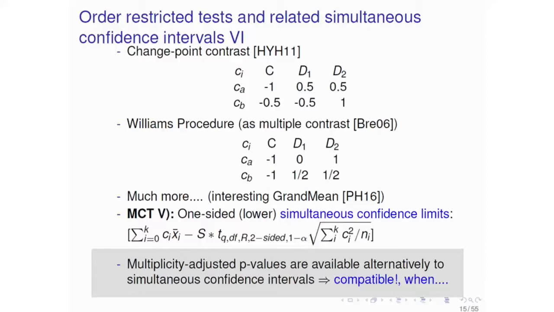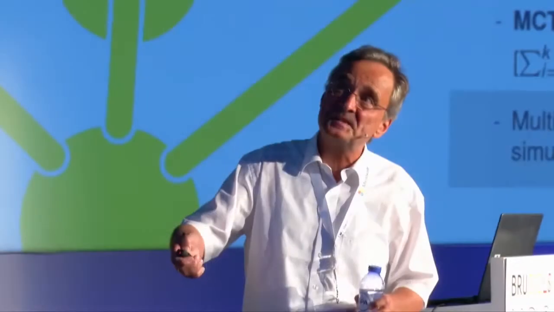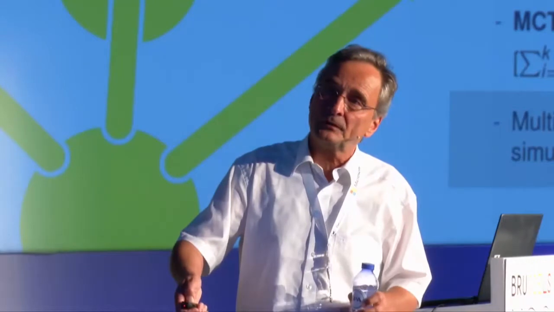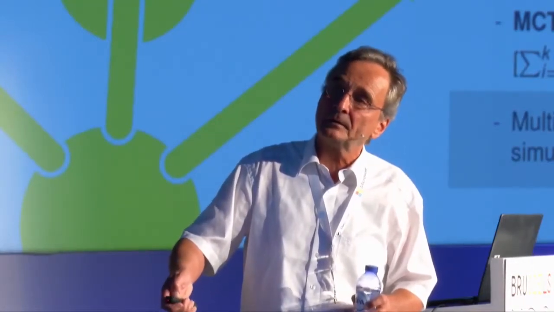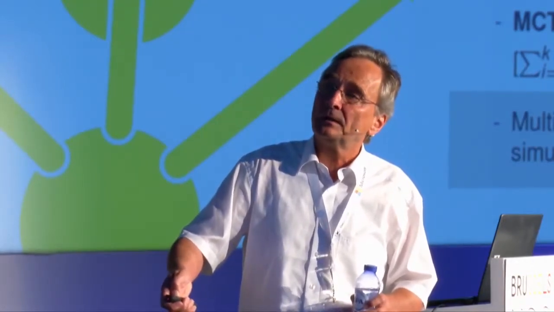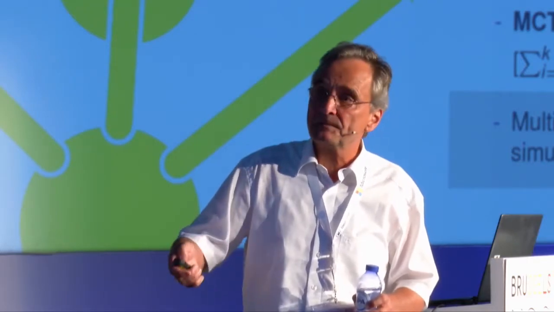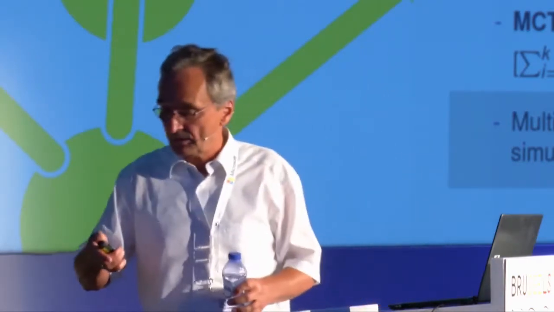And important is that we have compatible simultaneous confidence limits. Here written, you see the formula is very simple. Here for a one-sided one, you have the variance estimation, then you have your multivariate T distribution with a common degree of freedom with a correlation matrix, in this case defined only by Ci and Ni. That's one-sided, and the adjustment for the variance. That's all. And of course you can use multiplicity adjusted p-values.